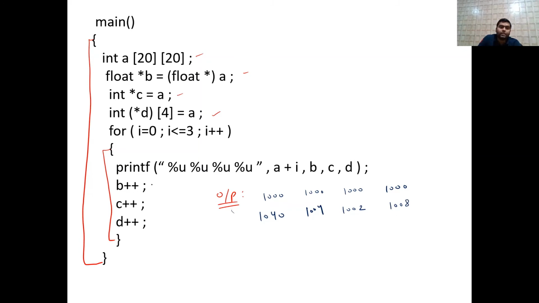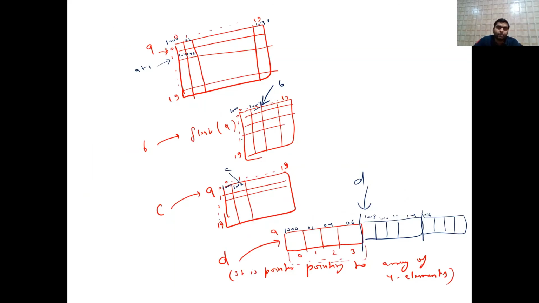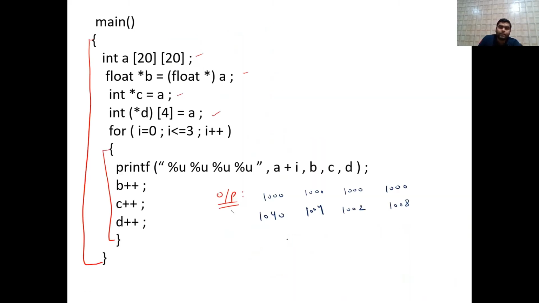1008. Now next time B plus plus, C plus plus and D plus plus. So what will happen? When you do B plus plus, B will come here. This particular B will point here. And this is 1008. And when you do C plus plus, C will point to this location. And this is 1004. And when you do D plus plus, D will point to this particular location. This is 1016. Now next time when you enter the loop, the value of I will be 2. So this is for I equals 0, this is for I equals 1, this is for I equals 2.